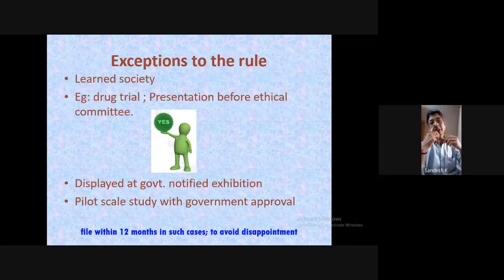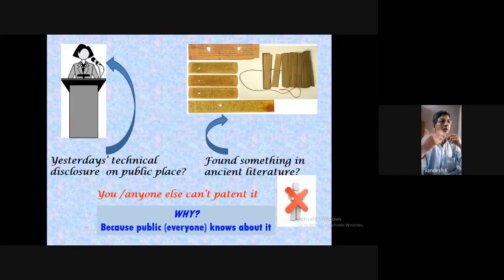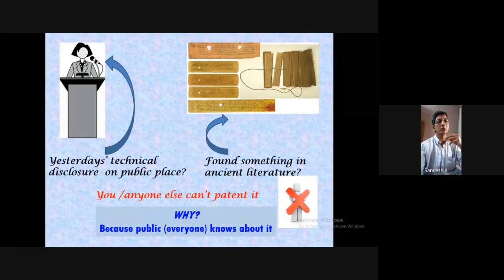And the traditional knowledge I have already explained. The concept is whether the public knows it. If yesterday you opened your invention to the public and tomorrow you want to file, the criterion is that the public already knows it. You disclosed it yesterday, so why should the patent be granted today? That is the logic behind it.